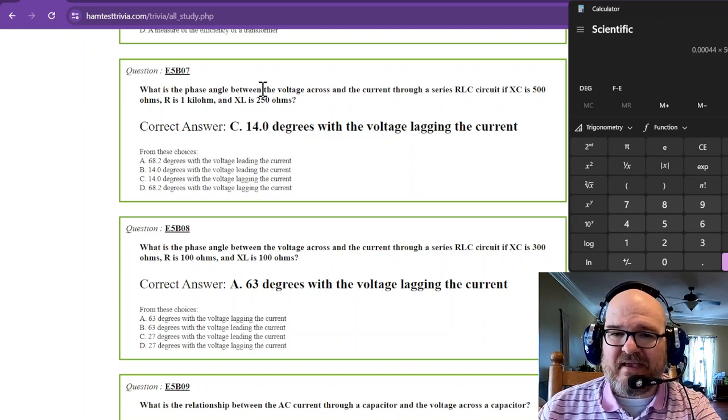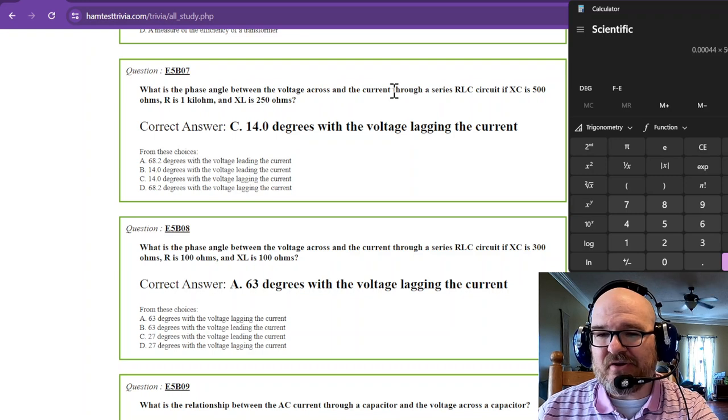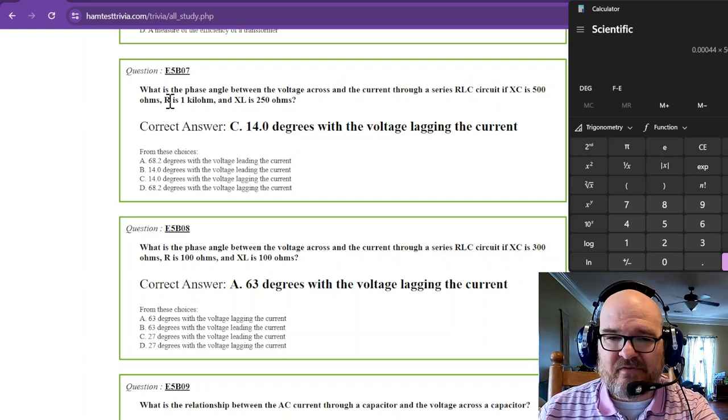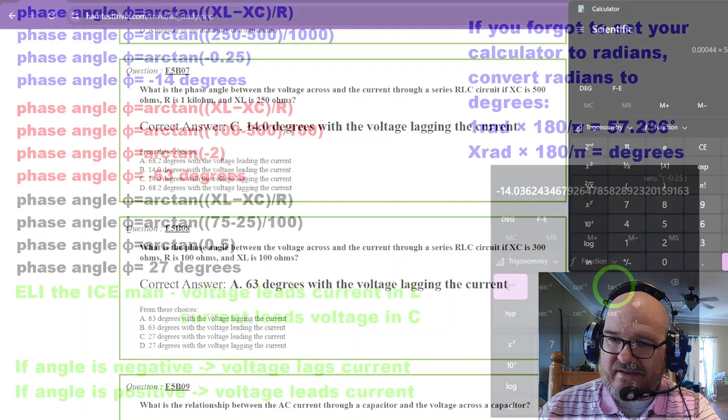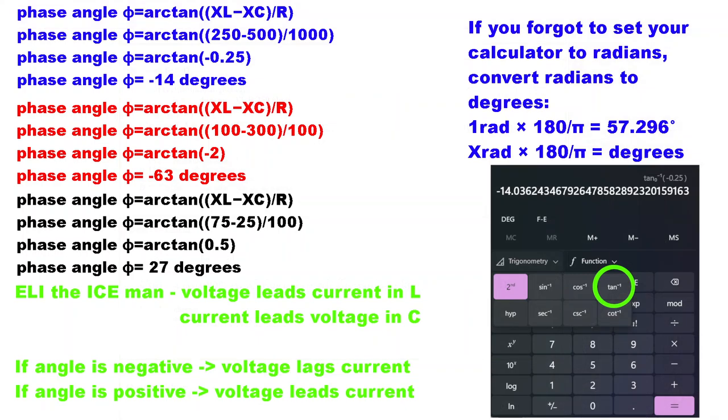What is the phase angle between the voltage across and current through a series RLC circuit if the capacitive reactance is 500 ohms, the resistance is 1 kilohm, and the inductive reactance is 250 ohms? The answer is 14 degrees with the voltage lagging the current. I did make something for this, so let's fade into it. I worked these out for you.